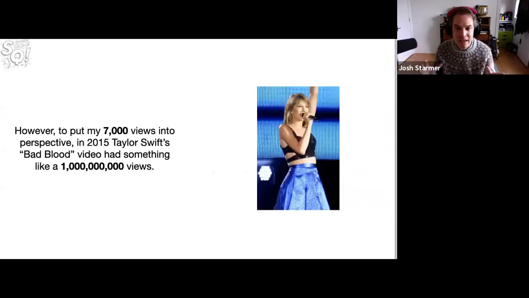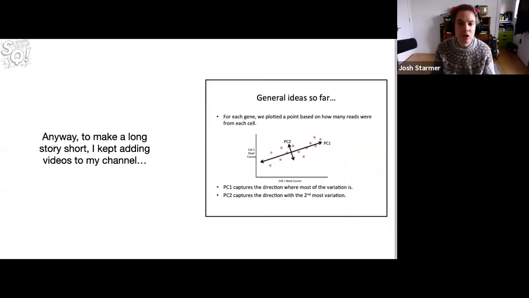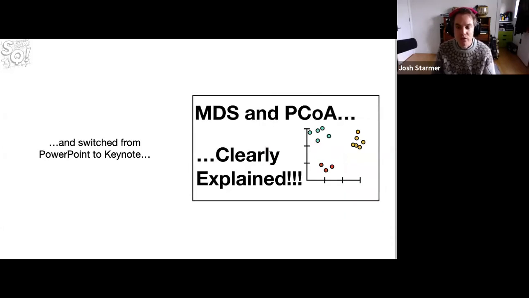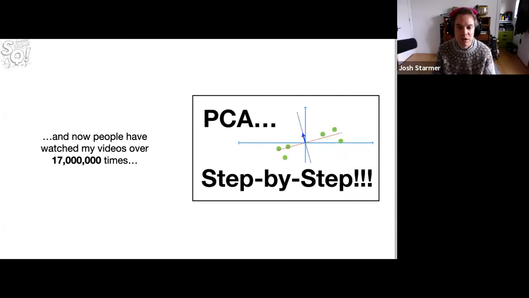However, to put my 7,000 views into perspective, in 2015, an artist named Taylor Swift had a music video called Bad Blood, and it had something like 1 billion views. Anyway, to make a long story short, I kept adding videos to my channel, and I switched from using PowerPoint to another program that's basically the same called Keynote. It works better on Apple computers than PowerPoint does, at least for me. And so I just switched to different presentation software. And now people have watched my videos over 17 million times. So I'm still behind Taylor Swift, but for data science, we're doing okay.